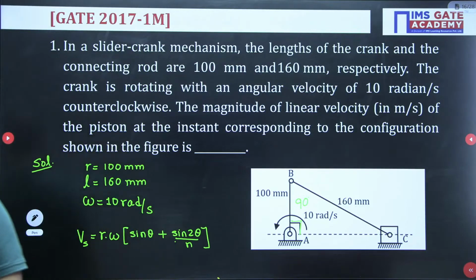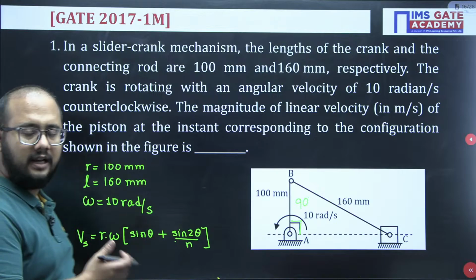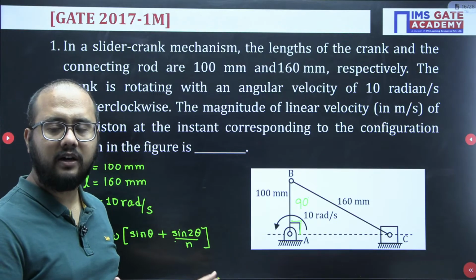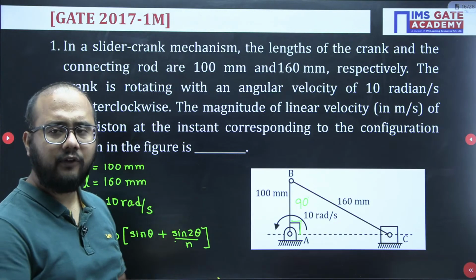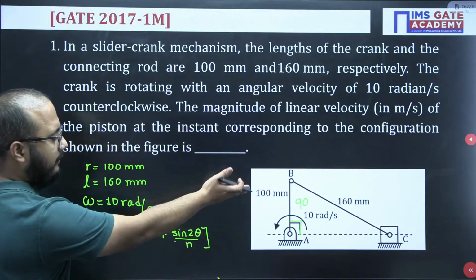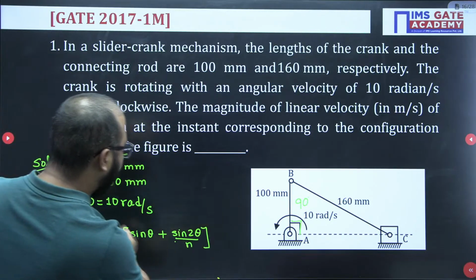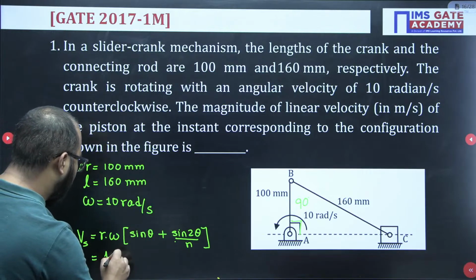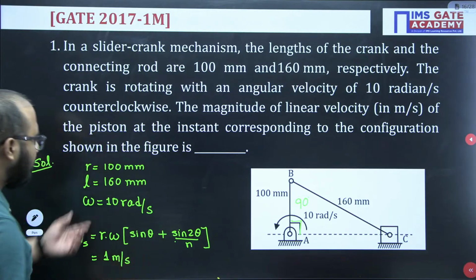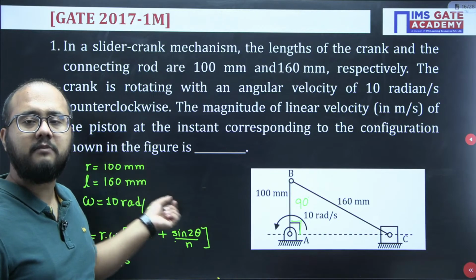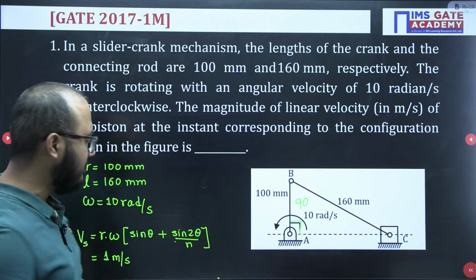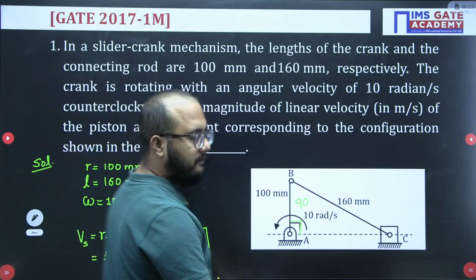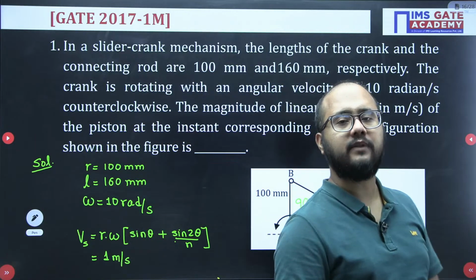Please tell me your answer. Or is any calculator or any calculation required here? No, very easy, straightforward. That's why it is a 1 mark question. Immediately you will see angle 90 degrees, and your answer will come out to be simply 1 meter per second. Because this is 0.1 meter, 0.1 multiplied by 10, you will get 1 meter per second. Okay, a very simple problem they have asked.